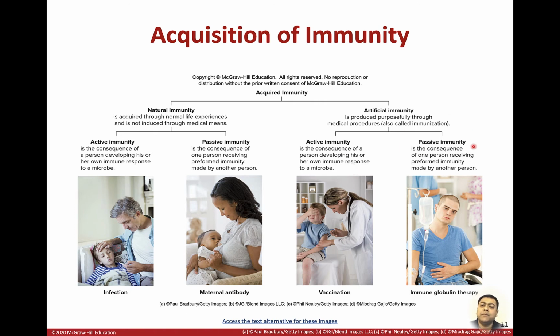The next is passive immunity, which is the consequence when a person receives preformed immunity made by another person. Immunoglobulin therapy is a very standard therapy in cancer. Many cancerous cells produce some very specific type of protein on their cells which are not natural. That means your cancer cells have specific antigens which are not present in your other cells. And there are many specific types of antibodies, usually monoclonal antibodies, very specific to that type of cancer.